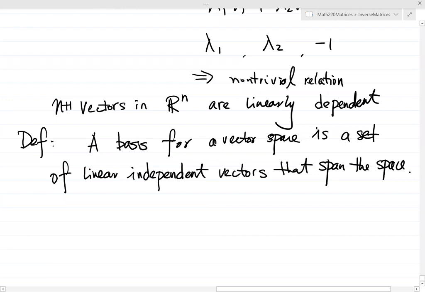Next time we will continue with the definition of basis and study some properties of a basis. Let me stop here for today and continue tomorrow.